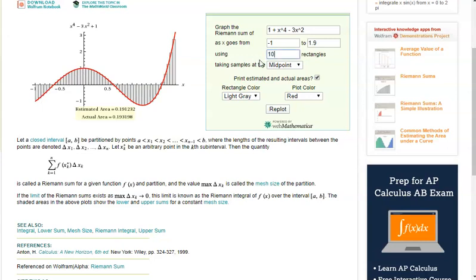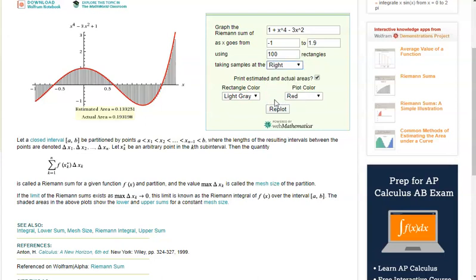What if I do 100? Notice there's hardly any excess that I have now, and then there's even less when I choose 100 rectangles. So there's something here that we could do a left endpoint as well, instead of using the midpoint. Notice that here the estimated area is very, very close to the actual area.